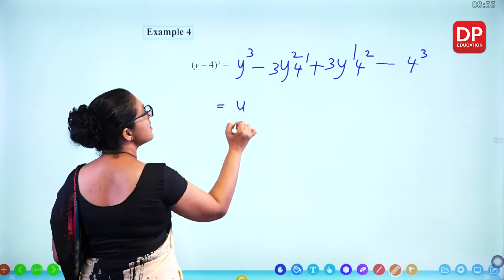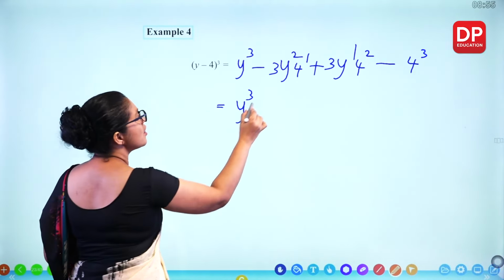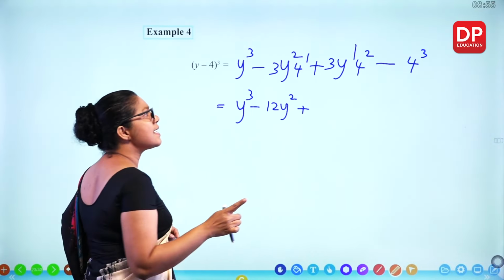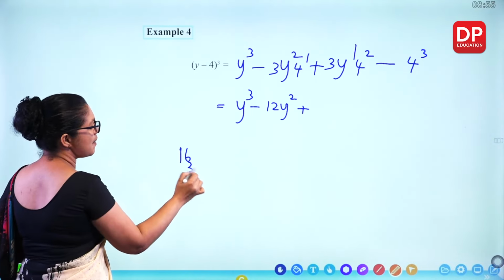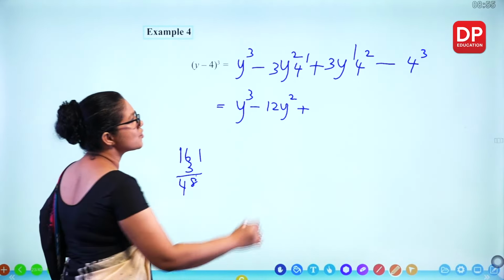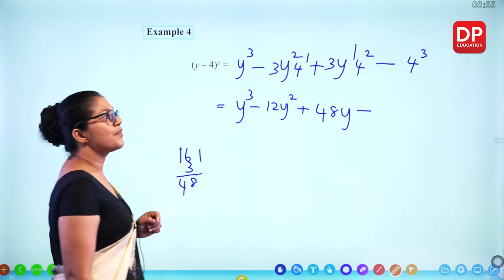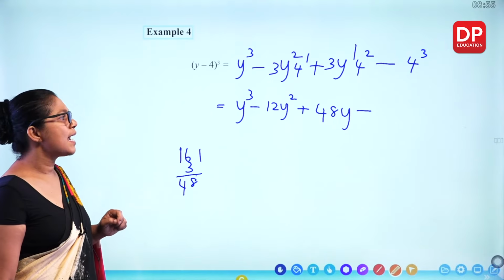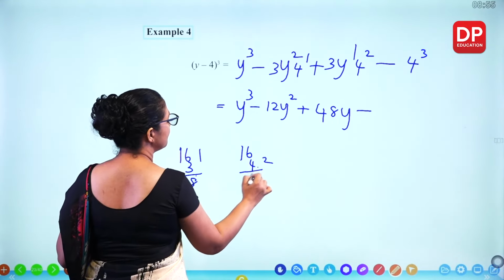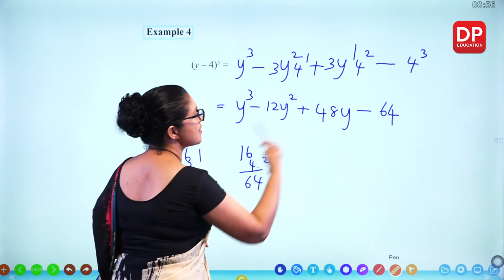Now expand it, y cube. 4 times 3, 12y squared. This time 4 squared, 16 times 3. So what is 16 times 3? You get 48. So here 48y. And 4 to the power 3. 4 times 4, 16. 16 times 4. What is 16 times 4? 64. So you get 64.